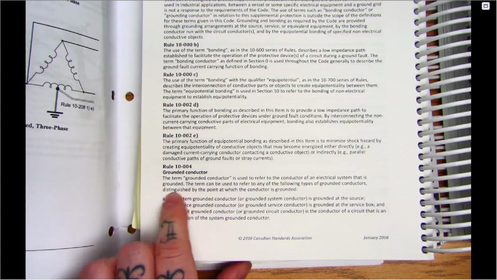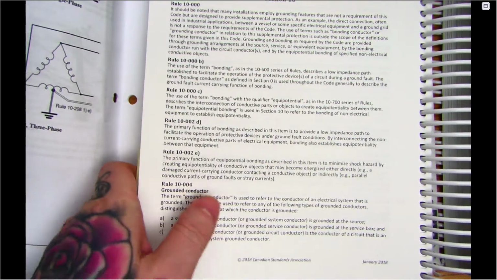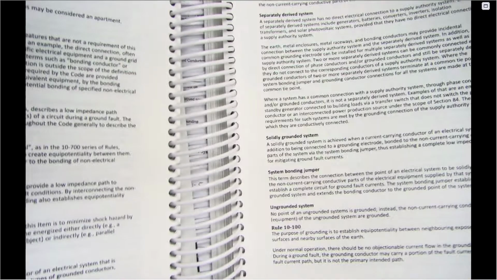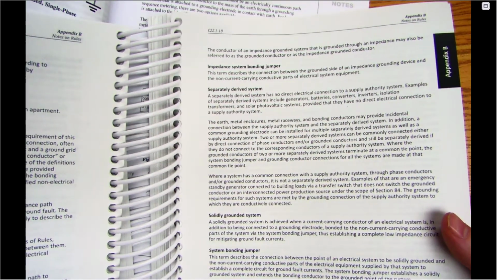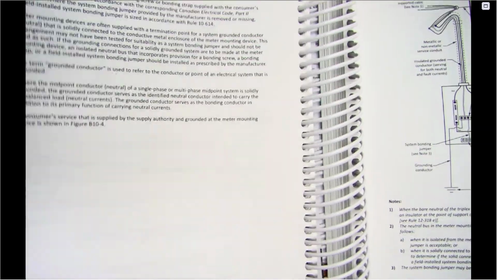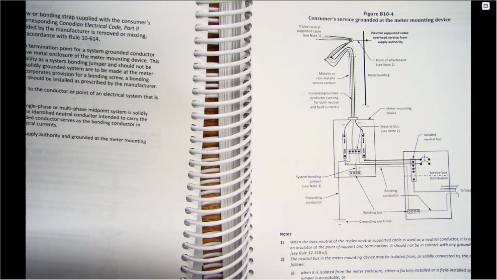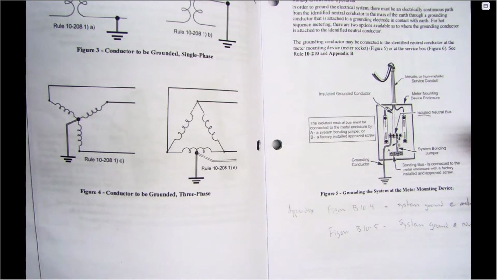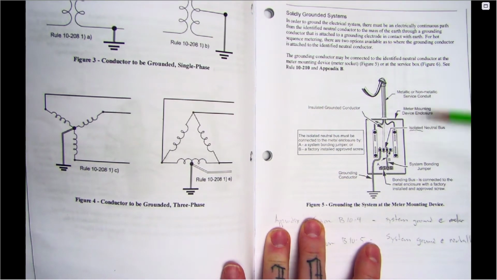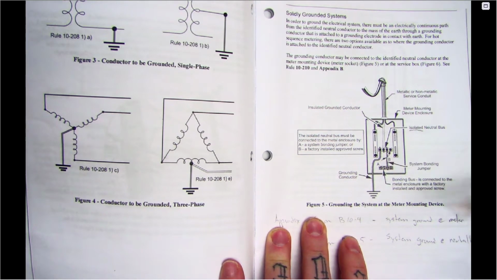Definition of the grounded conductor. Okay, used to refer to the conductor of an electrical system that is grounded. Okay, not too terrible. But it does have a lot of extra information again, as opposed to what's just in the rule itself. So one of the diagrams that they do reference is pretty much the same kind of deal as what we have in the module. Okay, so this one here is showing us that if we have two places that we can bring our grounded conductor to, either in the meter or in the service box.